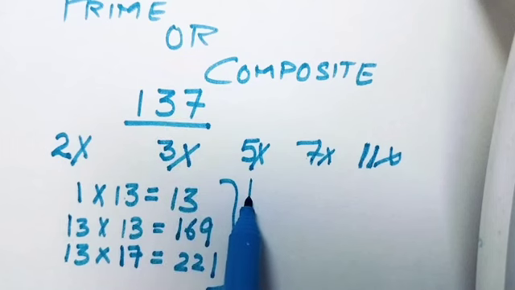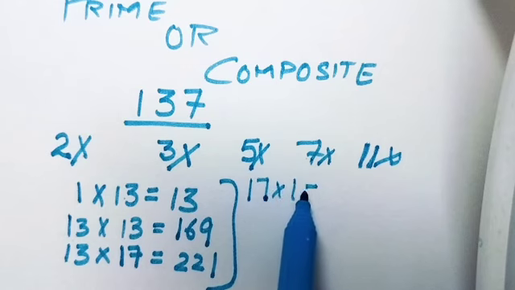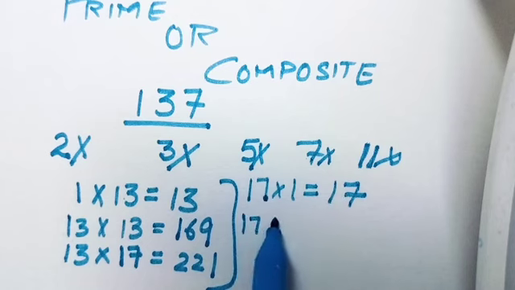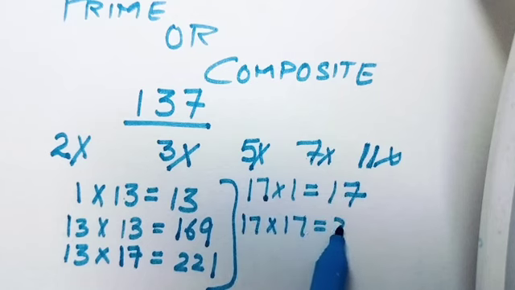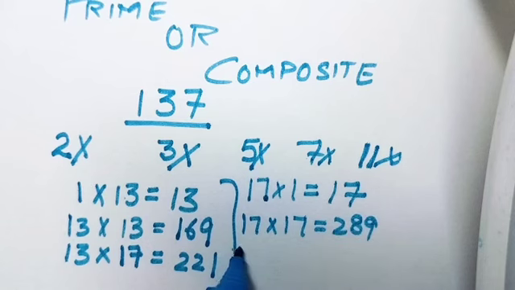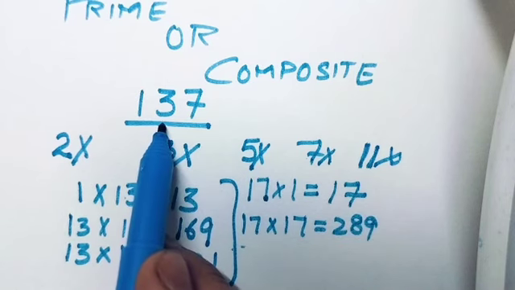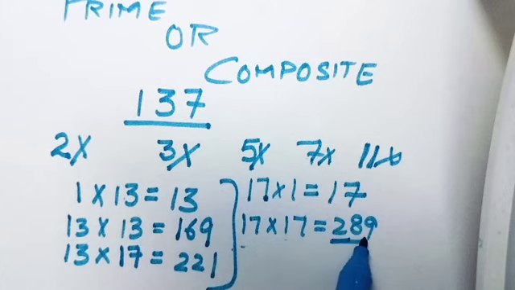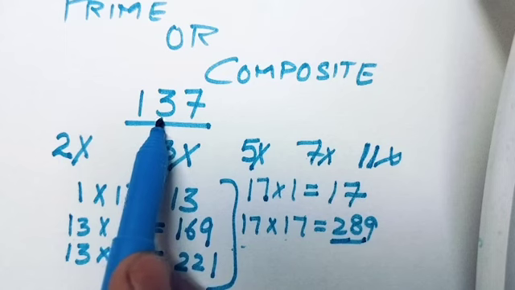Will it come in the table of the next prime number, which is 17? Definitely not, because the numbers which are only divisible by 17 are this, and the next number is this, and the next number is going to be bigger than this. So clearly 137 is not there. Even the next prime number 19 would have the first number 19, and the next number which is only divisible by 19 is 19 into 19, which is going to be bigger than 289. So definitely that is not 137.